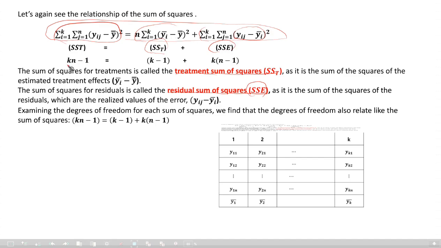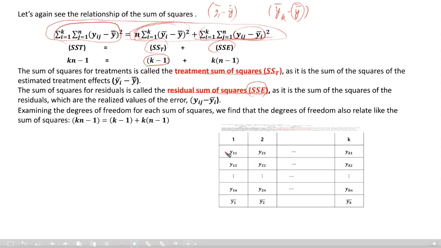Next, degrees of freedom. What are the degrees of freedom? For this one, how many terms are here? K terms. But the degrees of freedom is k minus 1. Because you know, y1 bar minus y double bar, up to yk bar minus y double bar, is k terms. But if you have k minus 1 of the yi bar, then the last one will be automatically decided because of y double bar here.